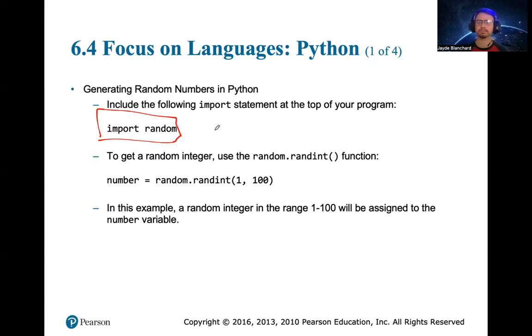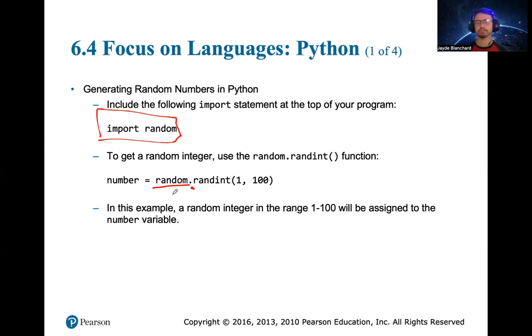So before you start writing anything, if you know you want to use a random number generator, you put import random at the very first line of your program. Then after that, this is how you would use this random package. You put the name of the package, random, then a period, and then you specify which function you want to use out of that package. So this is the way to do it in Python.